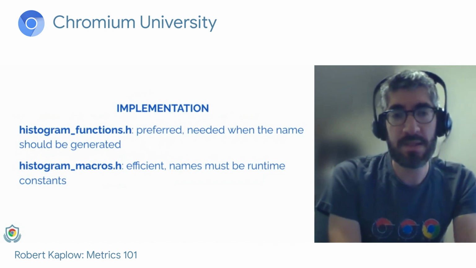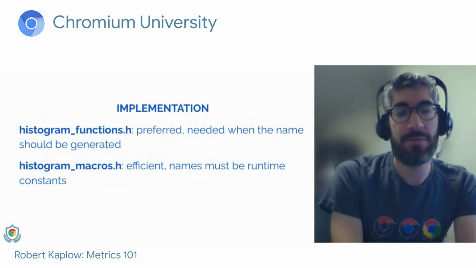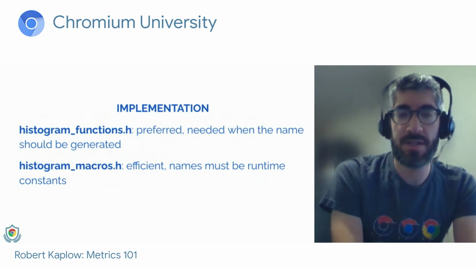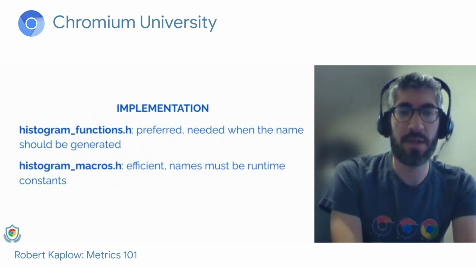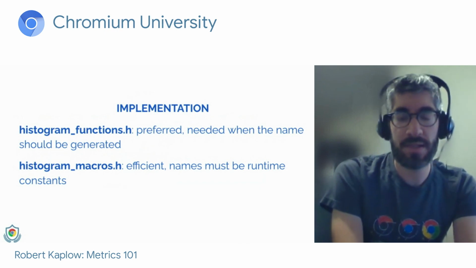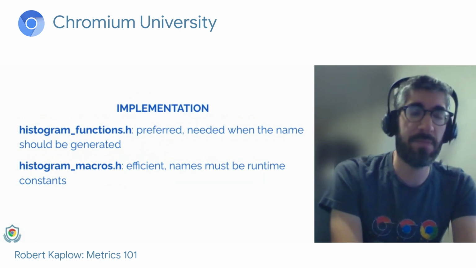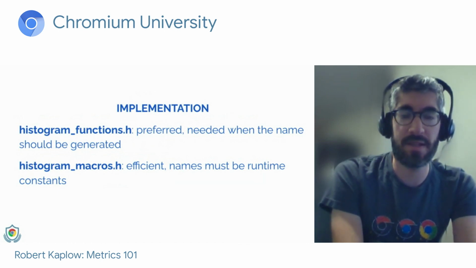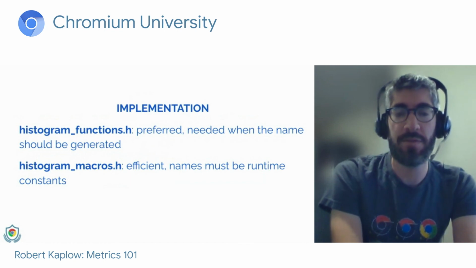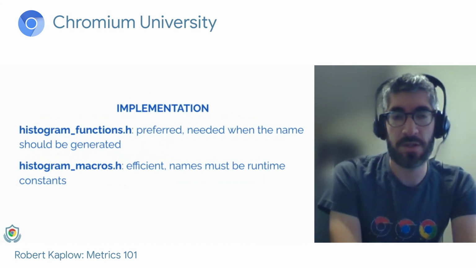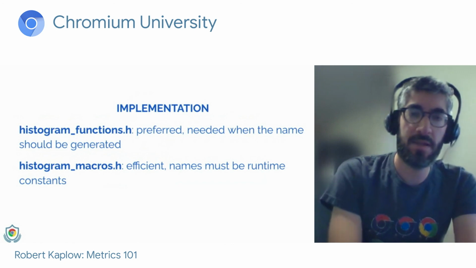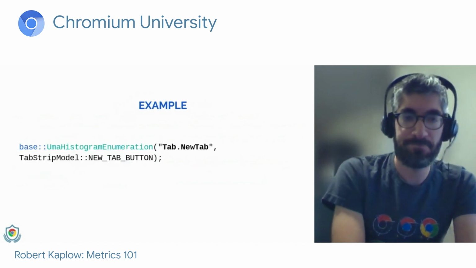So, some details on the implementation. We have functions for emitting these as well as macros. The functions are generally preferred. One of the main advantages is the name can be generated in the code. But you can also use the macros as well. They should be used when you want to be very efficient. For example, if there's a tight loop and you emit a histogram many times within a very short period of time, since they're more efficient, we recommend using macros in those times.